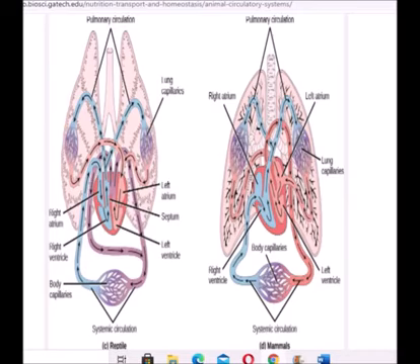The four-chamber heart of birds and mammals evolved independently from a three-chambered heart. The independent evolution of the same or a similar biological trait is referred to as convergent evolution. Convergent evolution. Let's take note of that.